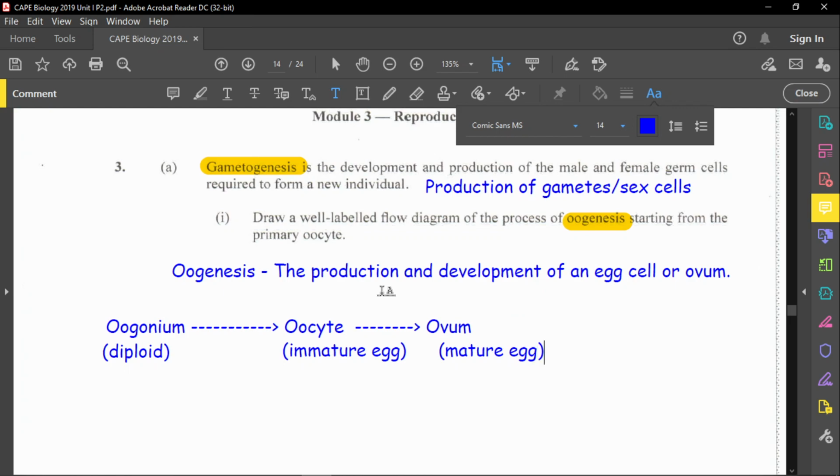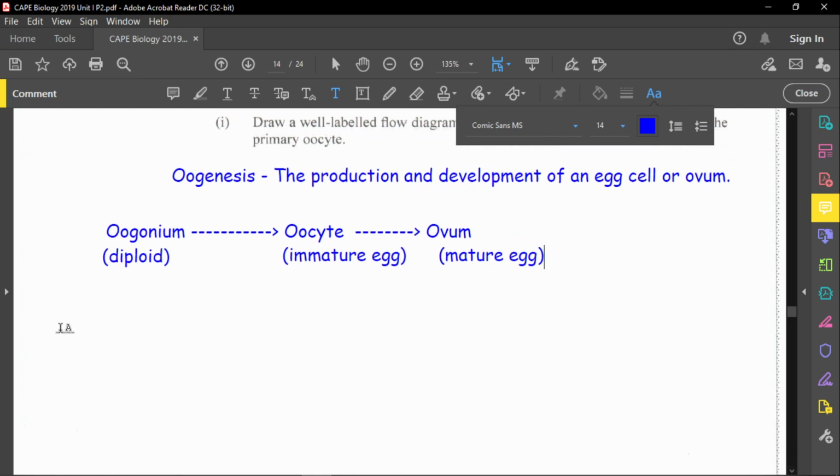But now let's go into actually answering the question. I want to point out that they say start from the primary oocyte. I'm not going to start from the primary oocyte as the question asks. I'm going to go before the primary oocyte, to the oogonium, because that's where I actually start. But if you should answer this exact question, I will show you where to start from. Just in case you see a question that says start from the oogonium or before the primary oocyte, then you know exactly what to do.